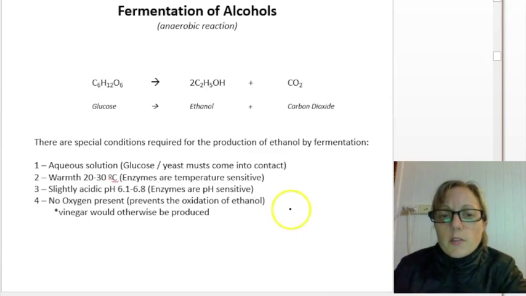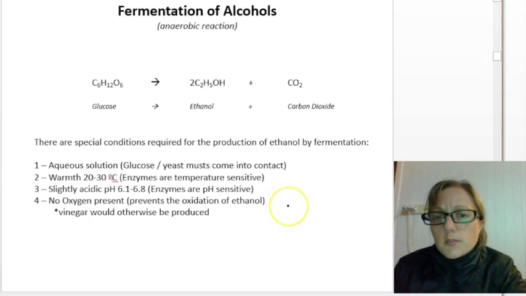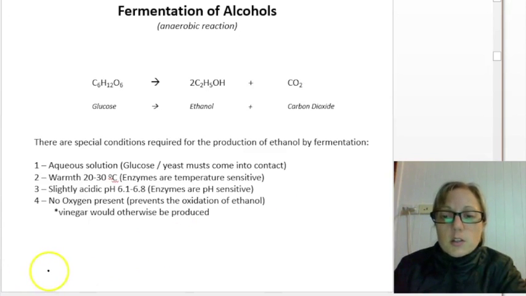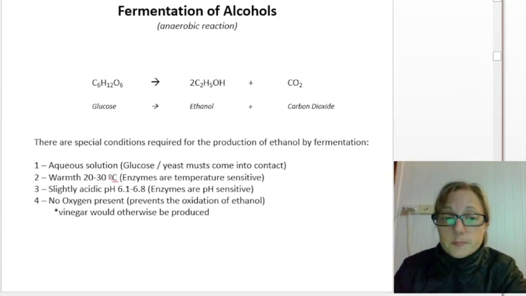And we need to avoid having any oxygen. Oxygen causes oxidation of the ethanol, and if we had that happen, we would end up with vinegar instead of ethanol, and that's not a desirable product. I don't imagine that we would have too many people wanting to buy vinegar for the same price we have people wanting to buy wine.